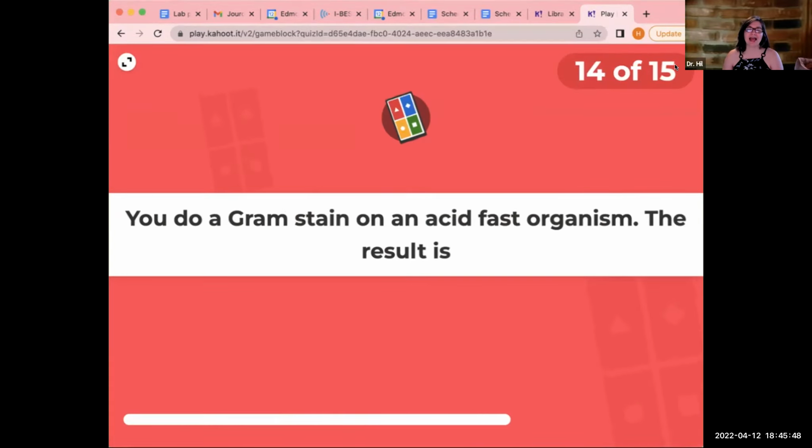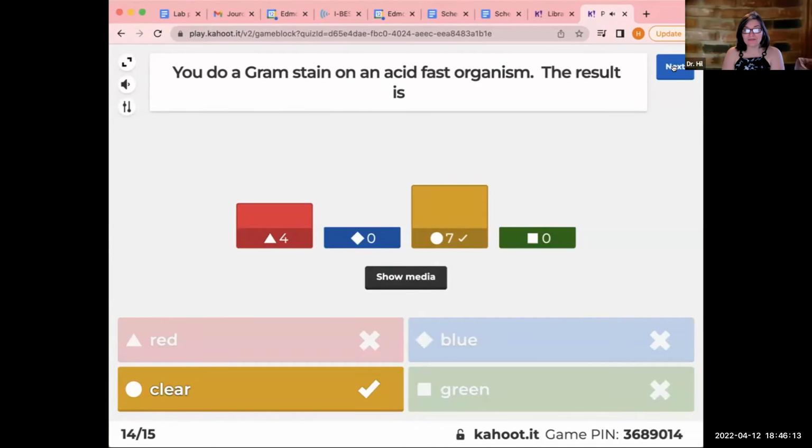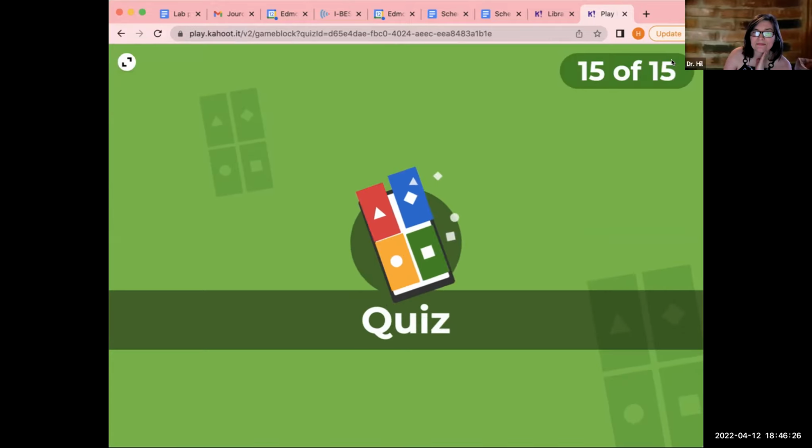You do a gram stain on an acid-fast organism. What do you see? Yeah, most likely you're going to see clear as long as the cells are young and healthy. Because that acid-fast organism has mycolic acid, a waxy lipid in its cell wall, which resists gram stain dyes.